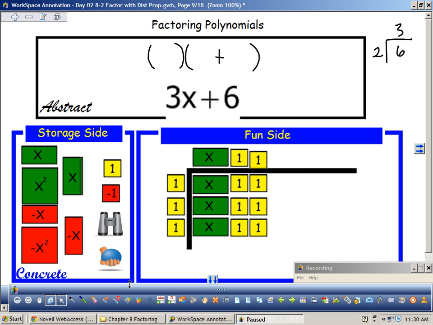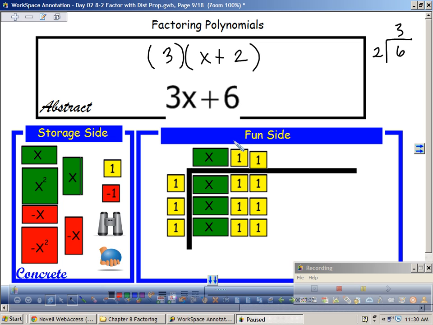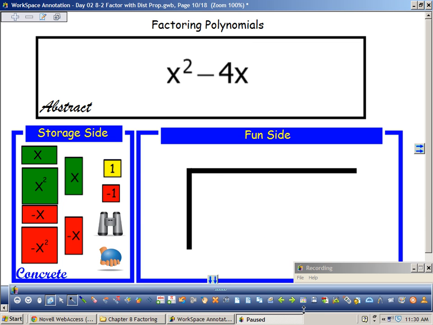Okay, see that? So what would go up here? I'm multiplying 3 times x plus 2. This is why this works using an algebra tile model. Try another one.